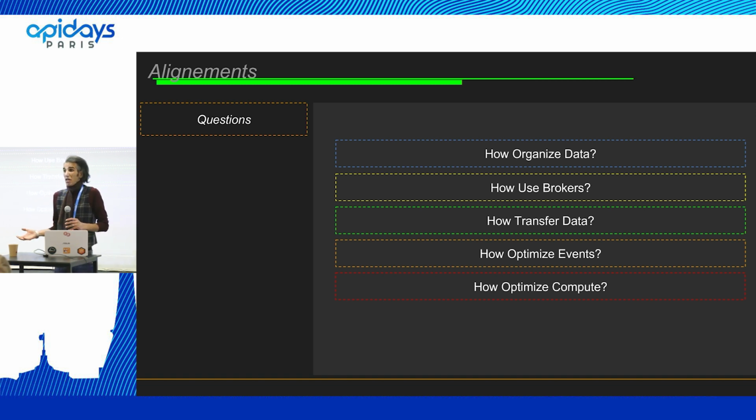And finally, when we talk about serverless, normally we talk about event-driven design, event-driven architecture. So how can we optimize our events and how can we optimize our compute at the end? Compute is your code. It's what you are doing. Your developer is designing that.